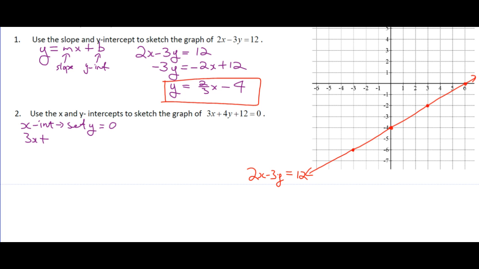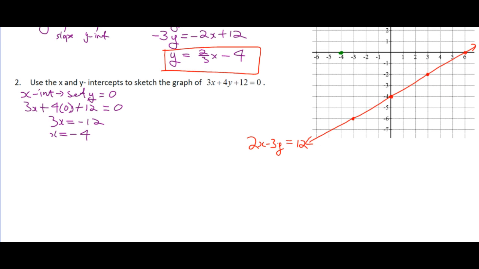3x plus 4 times 0 plus 12, sorry, yeah, plus 12 equals 0. 3x equals negative 12. X is negative 4. Okay, so now I've got the x-intercept, right? I know that we will intercept the x-axis at negative 4. The y value is 0. We're going to use green here.